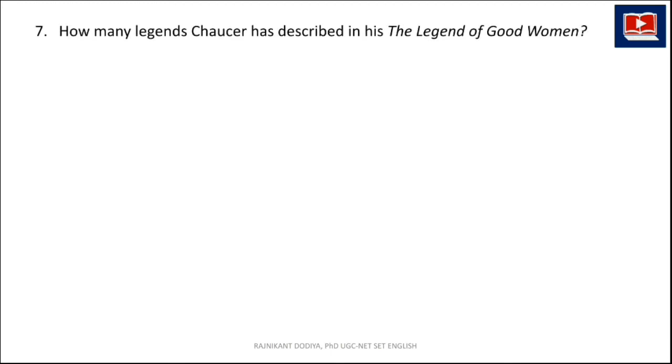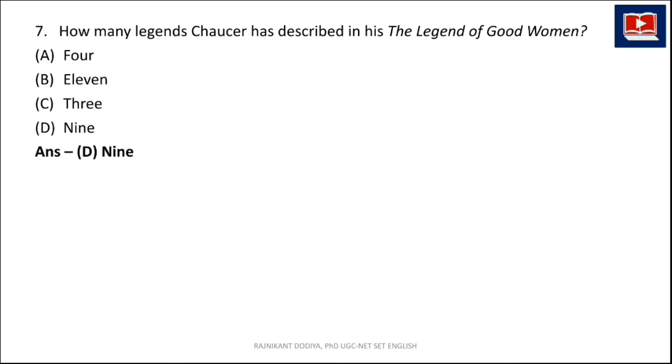The next one is, how many legends has Chaucer described in his The Legend of Good Women? Yes, friends, it is a very great work by Chaucer, The Legend of Good Women. And how many legends are described by Chaucer is the question. So let's see: A 4, B 11, C 3, or D 9. So we have to find the right answer, and the right answer is here. It is D, 9.